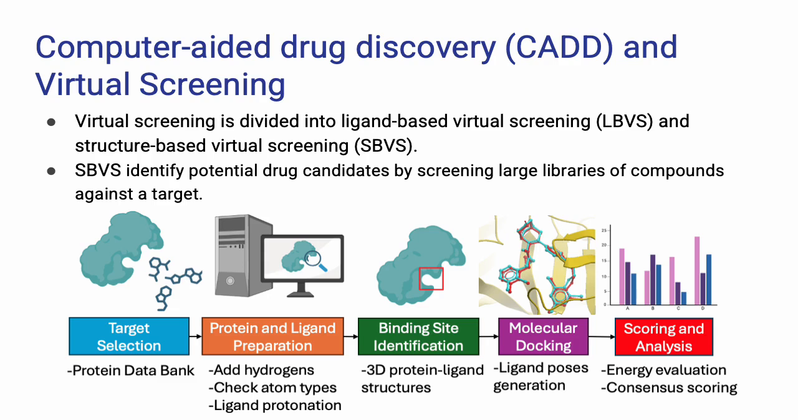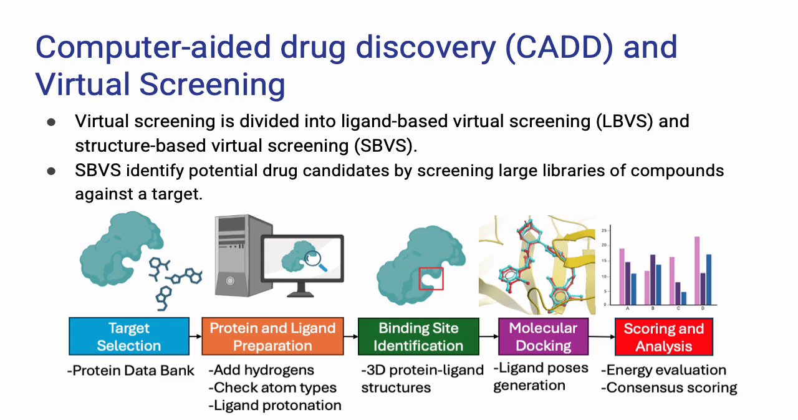There are two main types, ligand-based virtual screening, LBVS, and structure-based virtual screening, SBVS. Ligand-based virtual screening uses the structures and pharmacological profiles of known ligands without requiring the 3D structure of the target protein. In contrast, structure-based virtual screening relies on the protein's 3D structure to screen compounds for binding to its active site. For this project, we will focus on structure-based virtual screening.